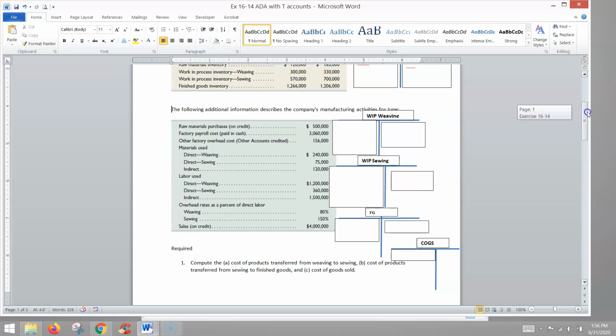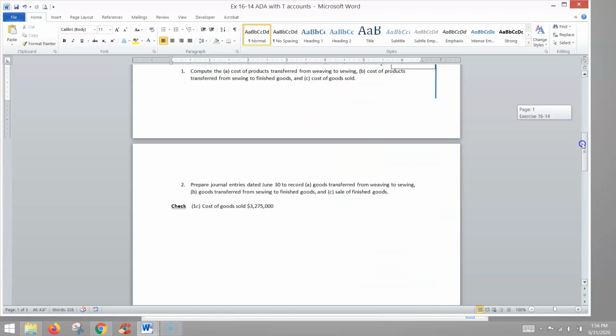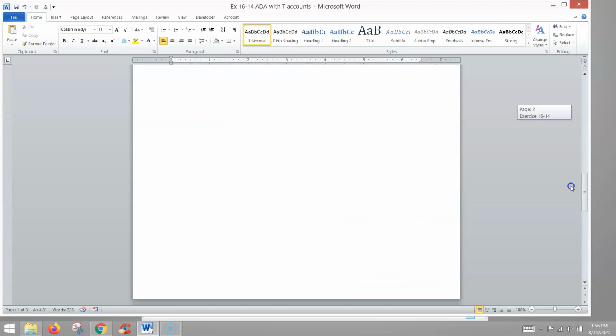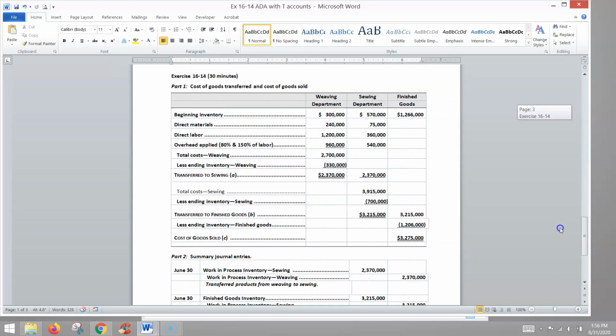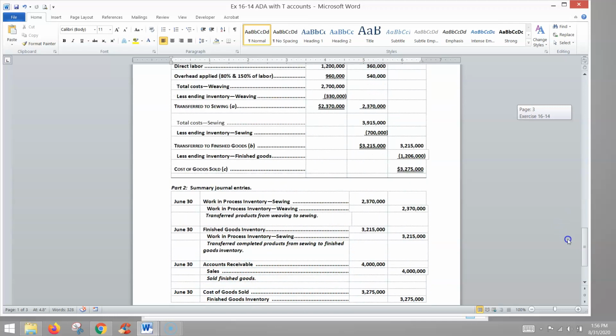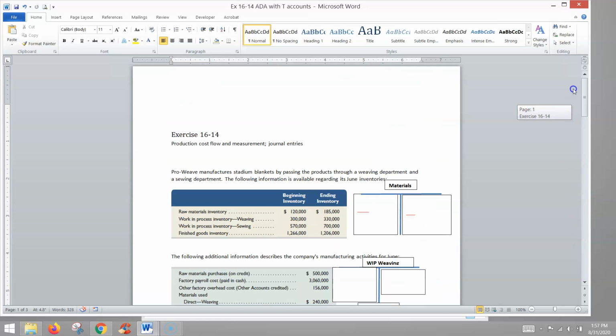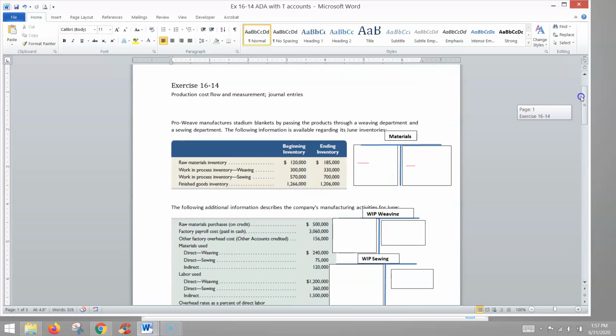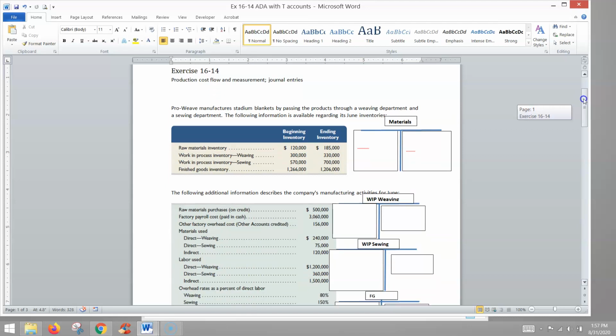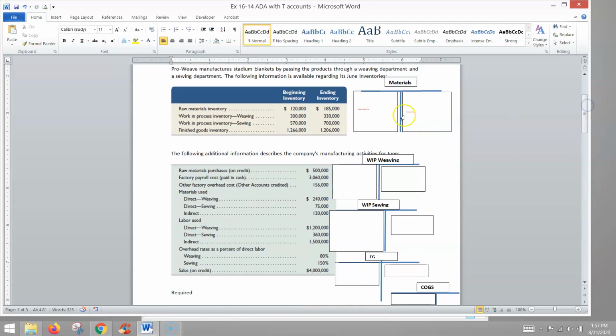So I've set up some T accounts here, and you'll see the next page gives you the actual tables if you want to do it that way, and the journal entries. Those are pretty self-explanatory as far as the journal entries. I'm going to be walking through the different items that we have and how each applies to the inventory accounts. That's how we determine what the journal entries are, the numbers.